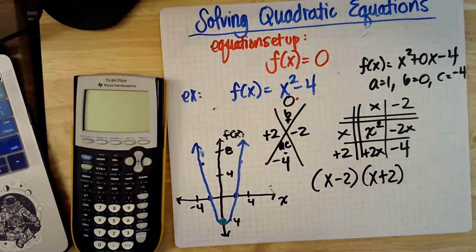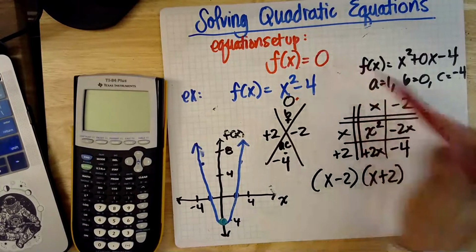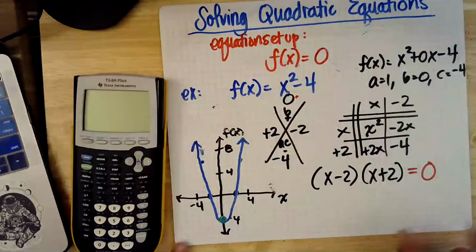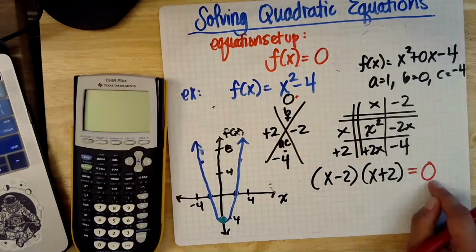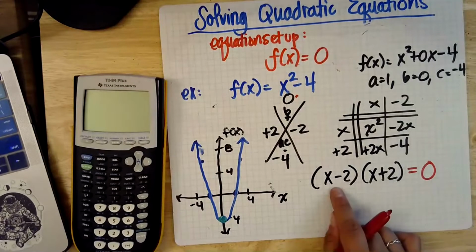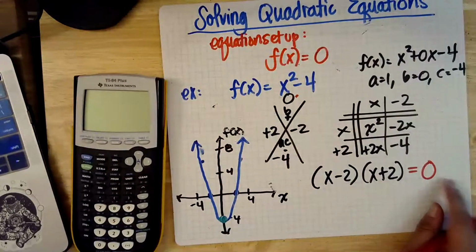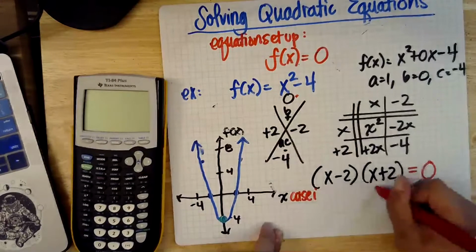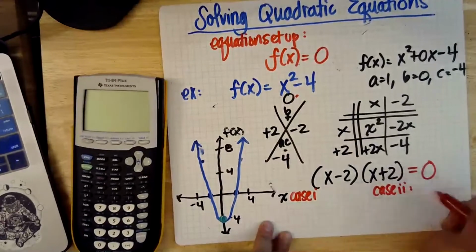But remember, when I'm solving quadratic equations, I have to let that equal to 0. So I now have two factors that when either one of them is 0, my solution will be correct, because 0 times any number is 0, or any number times 0 is 0. So I have two cases. This is called the case 1, case 2 scenario. Case 1, case 2. Okay?